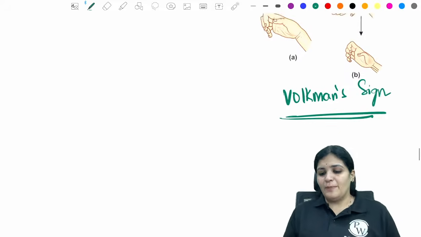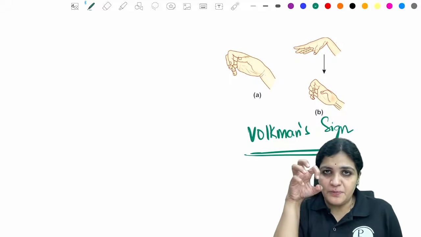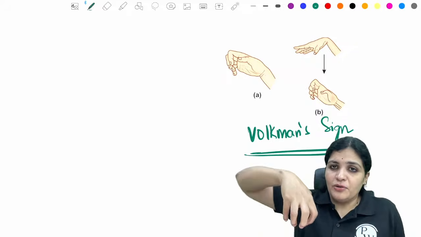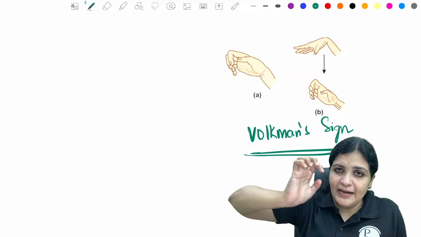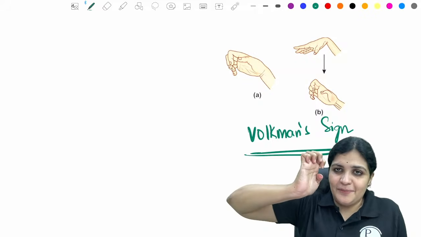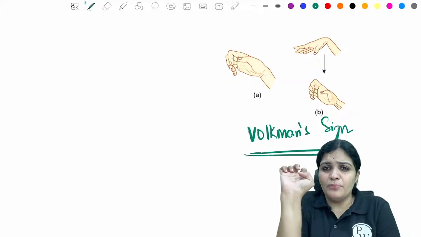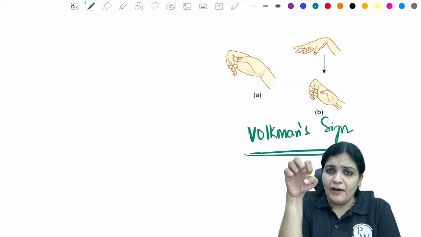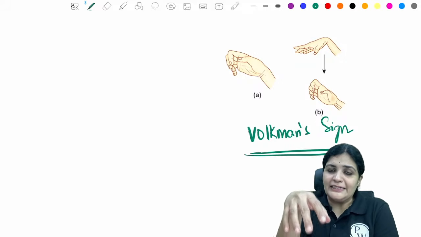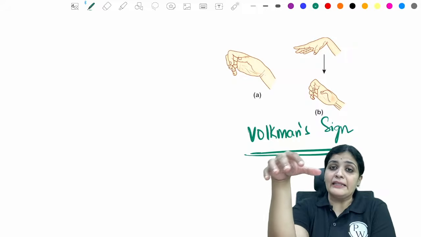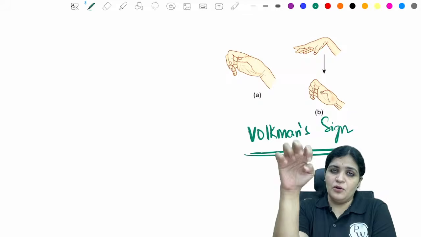So what is this Volkmann's sign? This claw hand which has been formed like this, and now what you see is whenever the wrist is extended, the clawing has increased. The clawing has increased because it is fibrous tissue, right? You're making it tighter, so it is becoming more clawing. Now you want to relax the fibrous tissue, so you're bending the wrist. Now the fibrous tissue is relaxing, and it is allowing your fingers to extend. So this is your Volkmann sign.